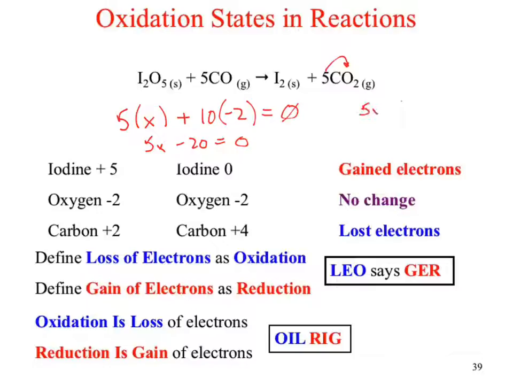I get 5x equals positive 20. Divide both sides by 5, and I end up with x equals positive 4. Okay, I can bring the coefficient in. The issue with bringing the coefficient in is you better make sure that you multiply it all the way through. That's usually mistake number 1 that students make.